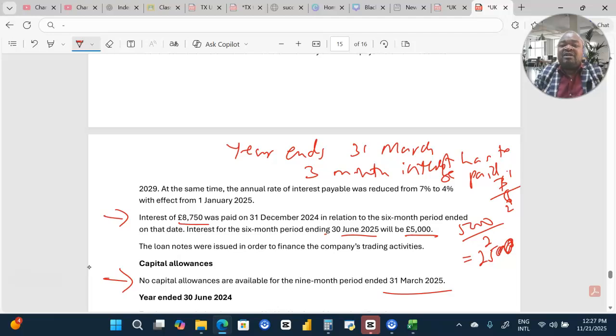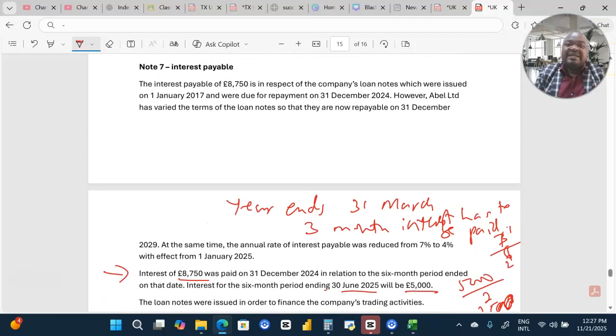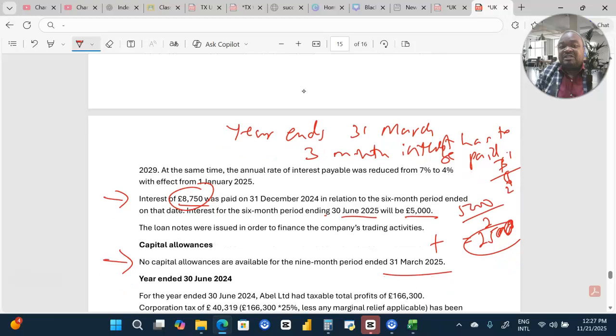So how much is due? The total interest allowable, because these interests are allowable, remember. Interest on loan notes is allowable, guys. So both this amount 8,750, which was paid, is still within the same year, isn't it? So 8,750 plus the 2,500 has to be deducted. It's allowable. That was note number 7.